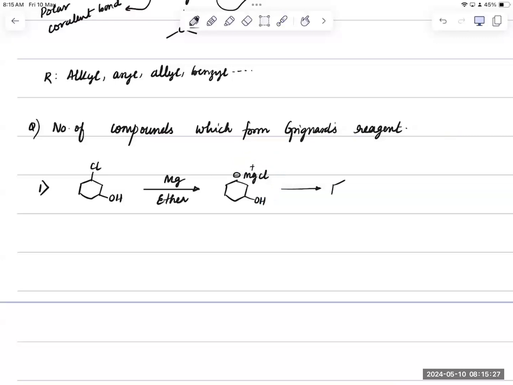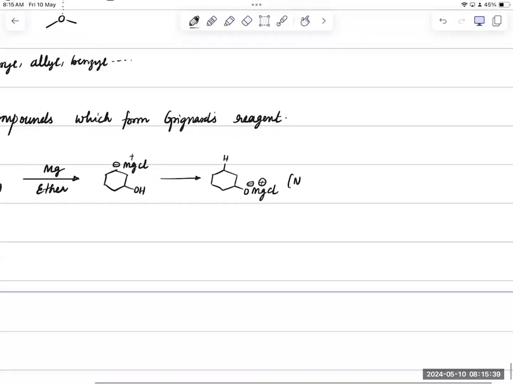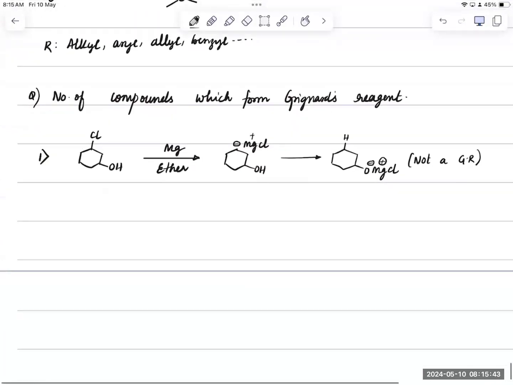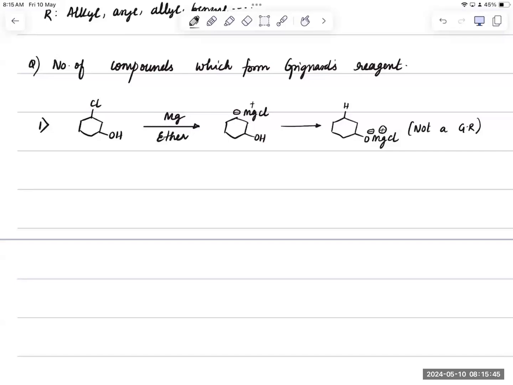So what is the product now? You will have H coming here. We'll get this as O minus and MgCl plus. Now this is not a Grignard's reagent. Not a Grignard's reagent. Clear? Grignard's reagent has to be RMgX. So you could imagine if there is any kind of acidic compound present, like acidic hydrogen present in the molecule, then it is very difficult to form a Grignard's reagent.